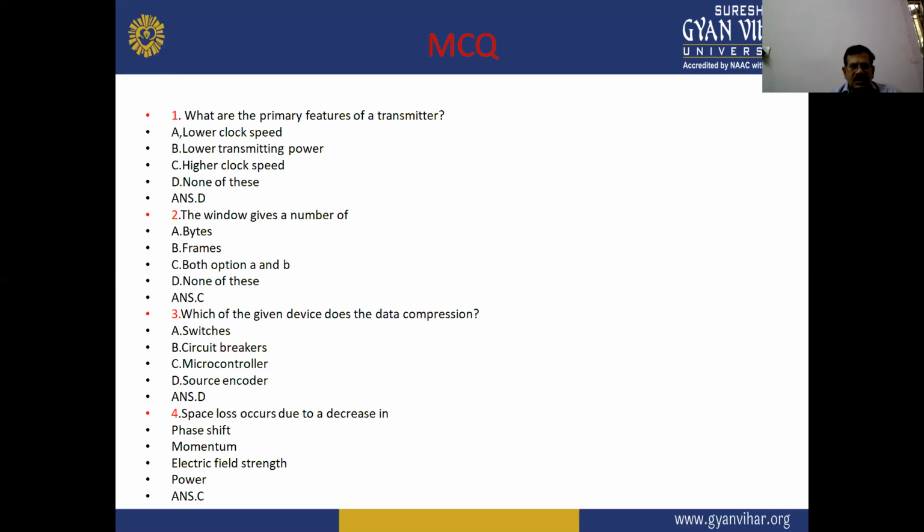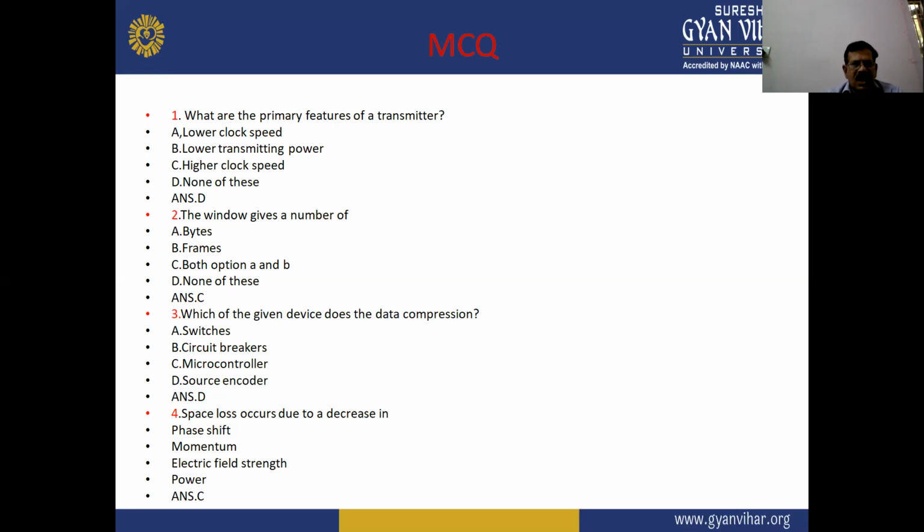And there are 10 multiple-choice questions. Question first: what are the primary features of a transmitter? Option A, lower clock speed; B, lower transmitting power; C, high clock speed; D, none of these. So the correct answer is D, because in the features of a transmitter, lower clock speed is not used, lower transmitter power is not used, and high clock speed is not used. So the correct answer is D.